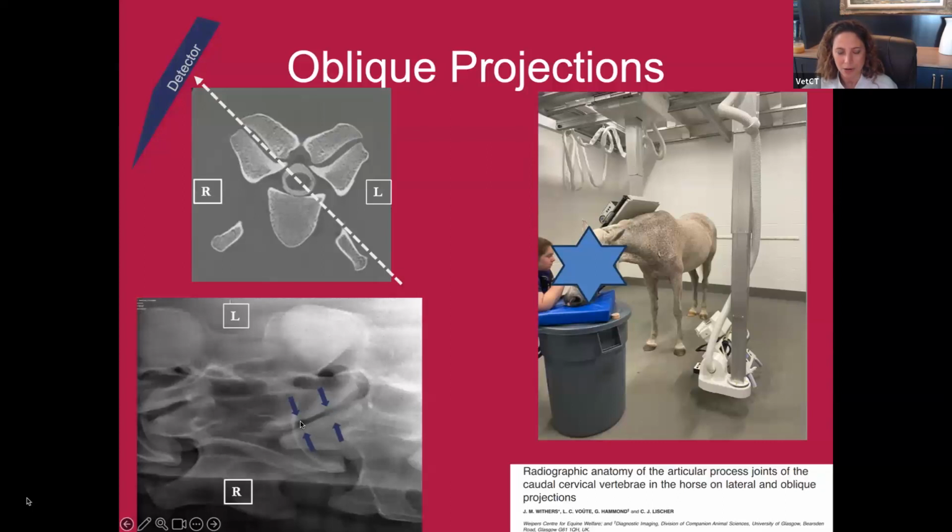So here's the joint. You can see the arrows pointing at the two joint surfaces. This is the right articular process joint. This is the left articular process joint. And this is the left intervertebral foramen, which is another important site to look at.